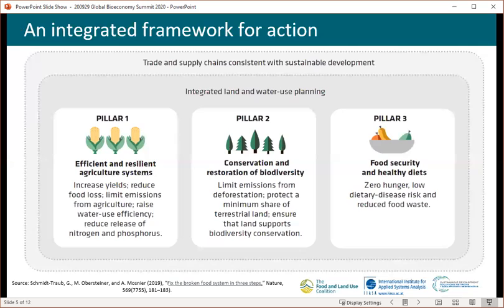All of this, because we're talking about competing land uses, needs to be integrated into land use and water use planning. And of course, because so many agricultural commodities are traded, there is a need for sustainable trade and supply chains that are consistent with these objectives. The bioeconomy, biofuels in particular, of course, enter this through several dimensions, particularly under Pillar 1. But of course, they can also have knock-on effects on Pillar 2 and on Pillar 3.